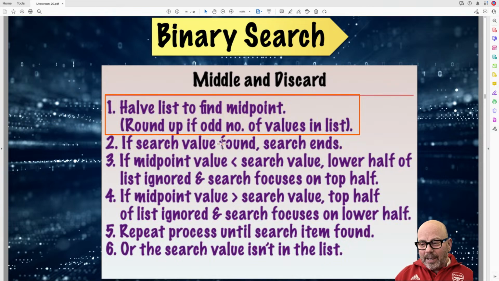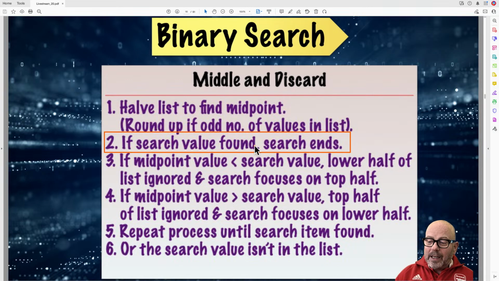If the search value is the middle item, then the search ends. That's fairly obvious, isn't it? However, you then do this. If the midpoint value is less than the search value, the lower half of the list is ignored, and the search focuses on the top half. And if the midpoint value is greater than the search value, the top half of the list is ignored, and the search focuses on the lower half.